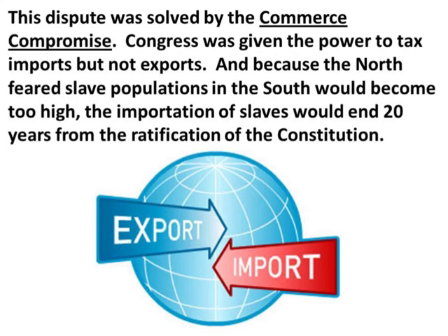This dispute was solved by the Commerce Compromise. Congress was given the power to tax imports, but not exports. And because the North feared slave populations in the South would become too high, the importation of slaves would end 20 years from the ratification of the Constitution. So in the Commerce Compromise, it was okay to tax imports, but not exports.